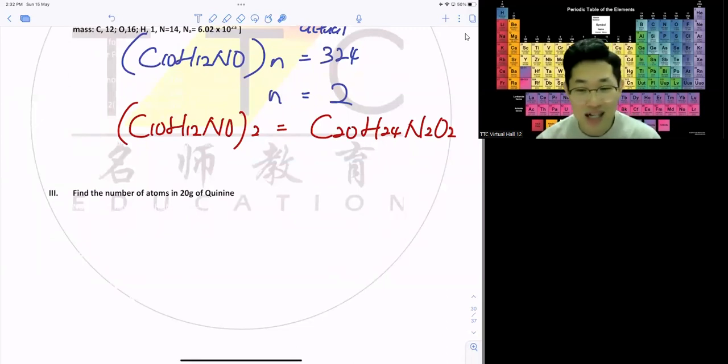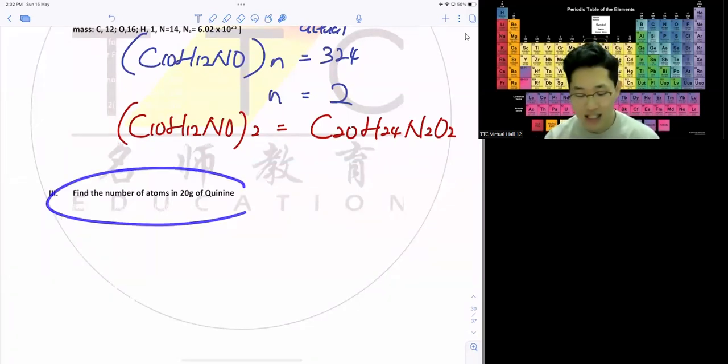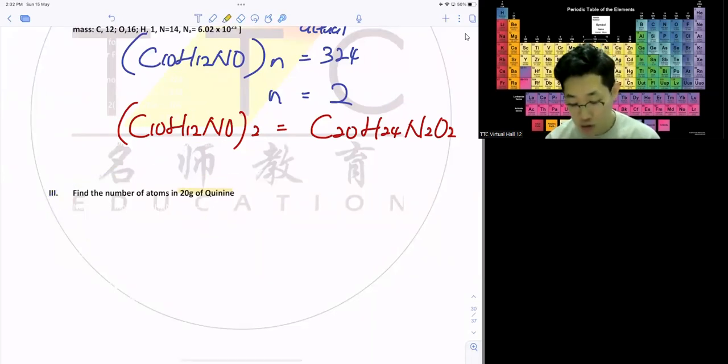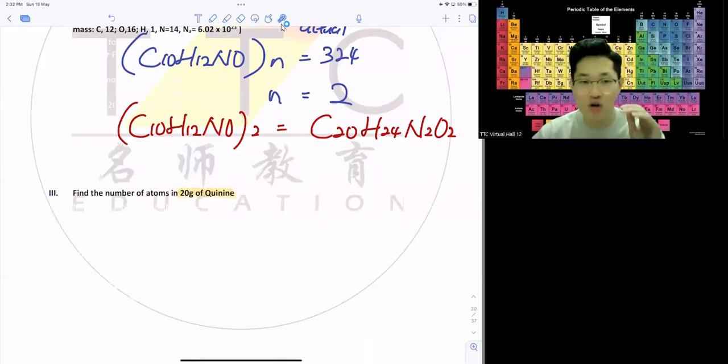Find the number of atoms in 29 grams of quinine. Can you all please try to do this one? I think most of you will be getting the wrong answer. Try to give me your answer, then we see your answer same as mine or not.